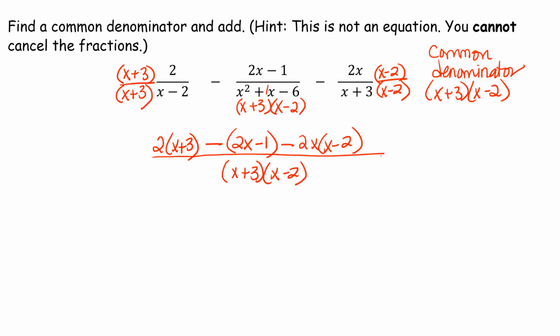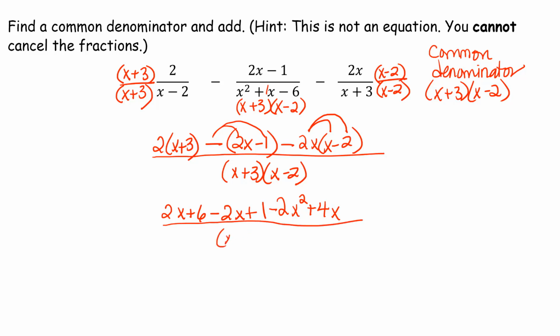Now I'm going to simplify that numerator by using the distributive property. So 2x plus 6 minus 2x, and then this minus sign is in front of the parentheses, so it has to be distributed to here and here. So minus -1 is +1, and then minus 2x squared, and then minus 2x times -2, which is positive 4x. And that's all over x plus 3 times x minus 2.